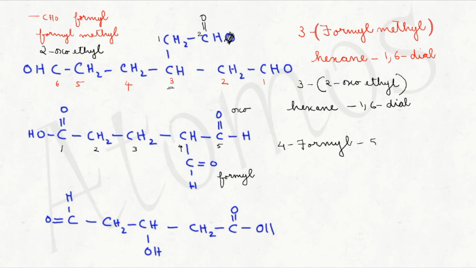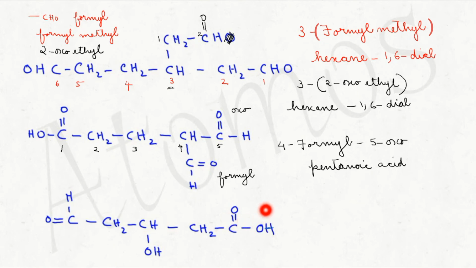Then 5 oxo. Then how many carbon atoms are there? Totally 5 are there. So you can write it as pentanoic acid. Okay, that will be the name of the compound. Pentanoic acid. Got it?